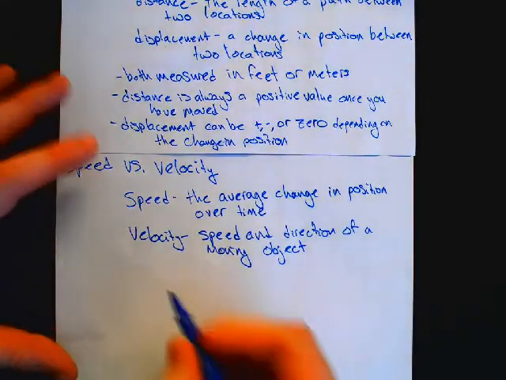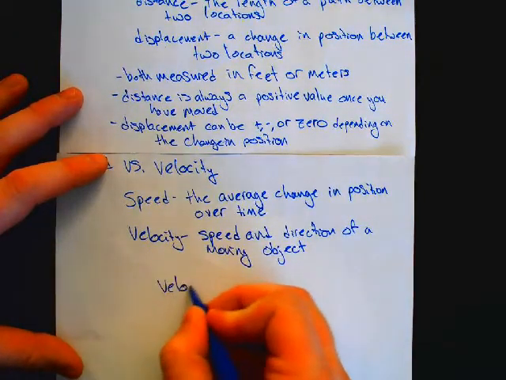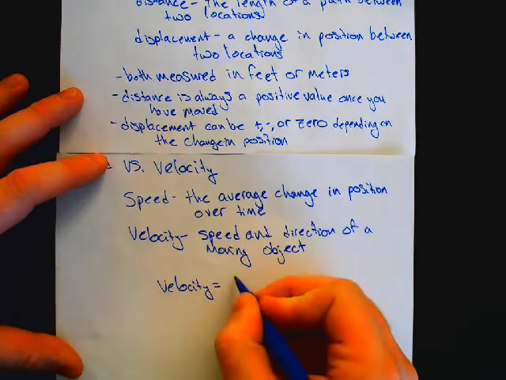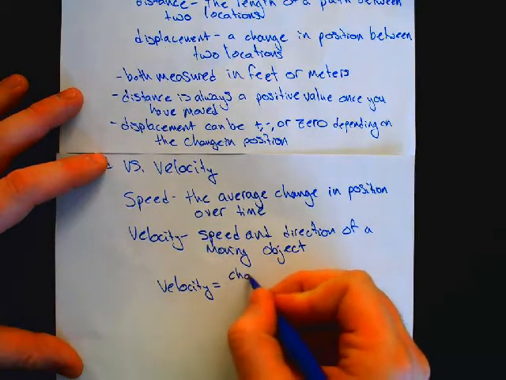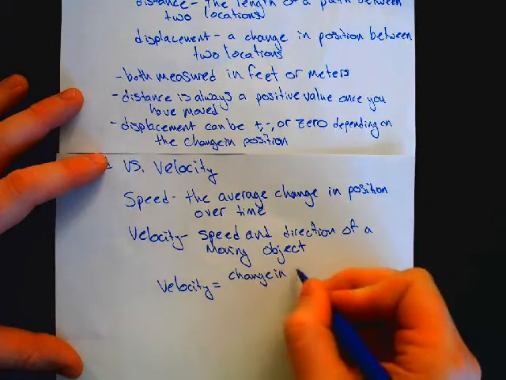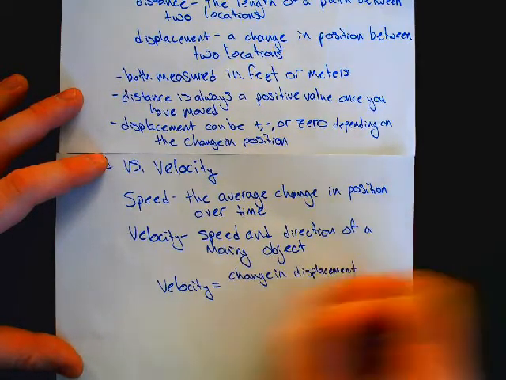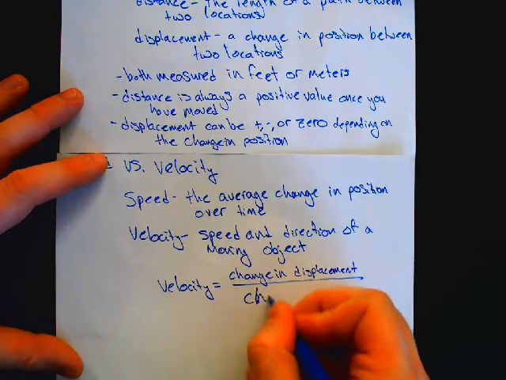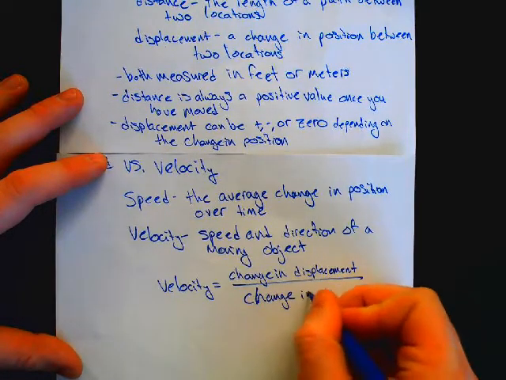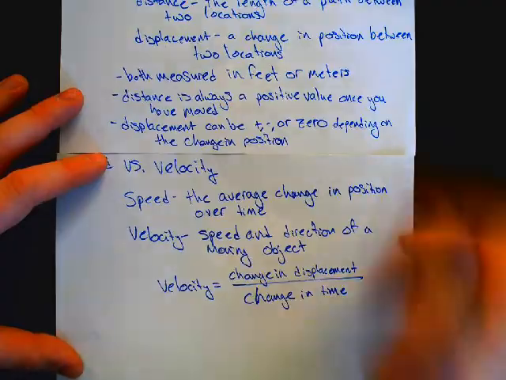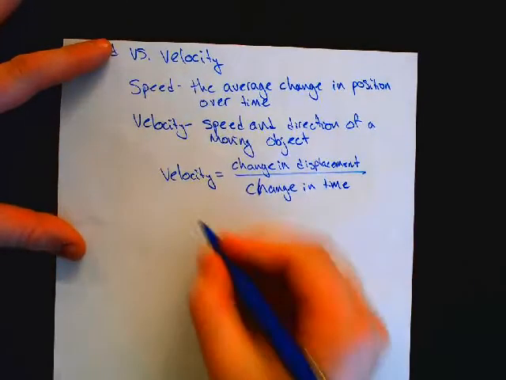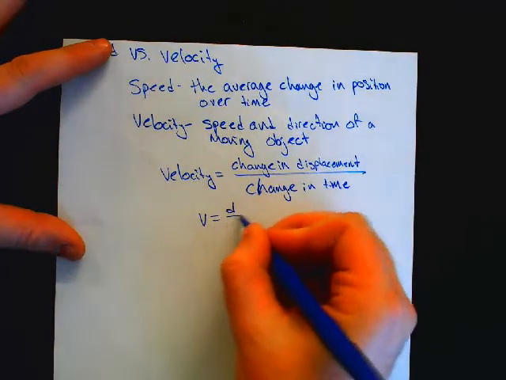Calculationally, we can find this one as velocity is equal to the change in displacement over a change in time. As an equation, we're going to write that as v equals d over t.